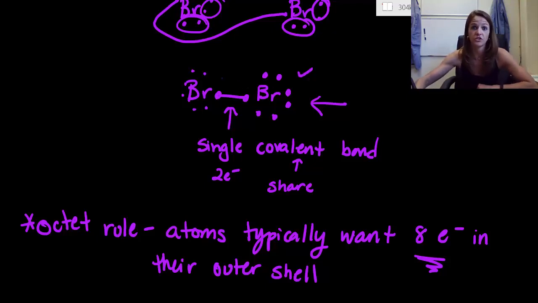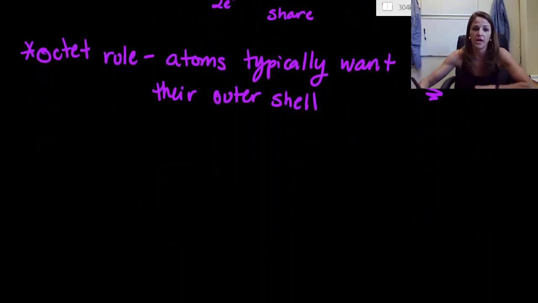That's really good. Now we have to check the other one. 1, 2, 3, 4, 5, 6, 7, and 8. This bromine also obeys the Octet Rule. So we have a good structure. We have a beautiful Lewis structure that has a single covalent bond. Now let's ramp it up a notch.